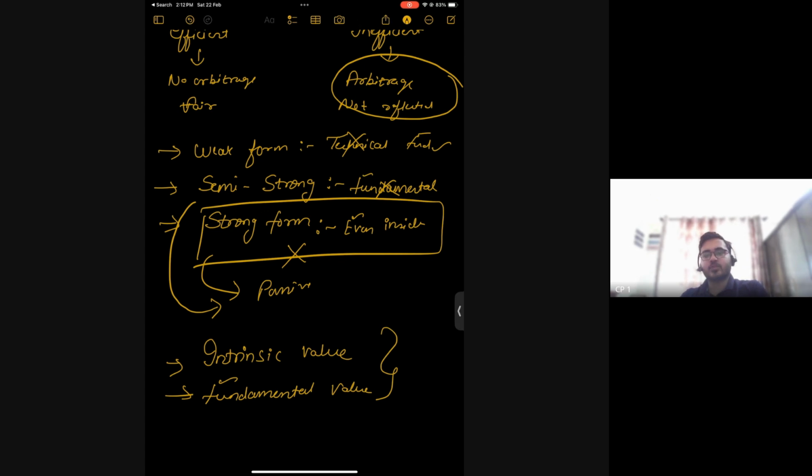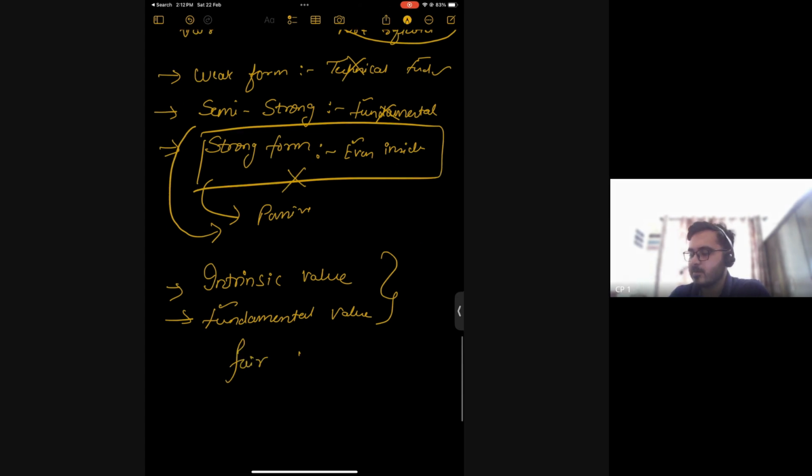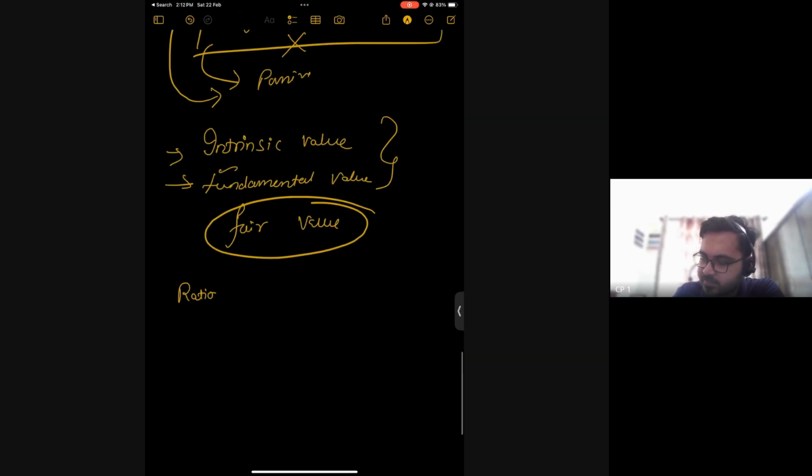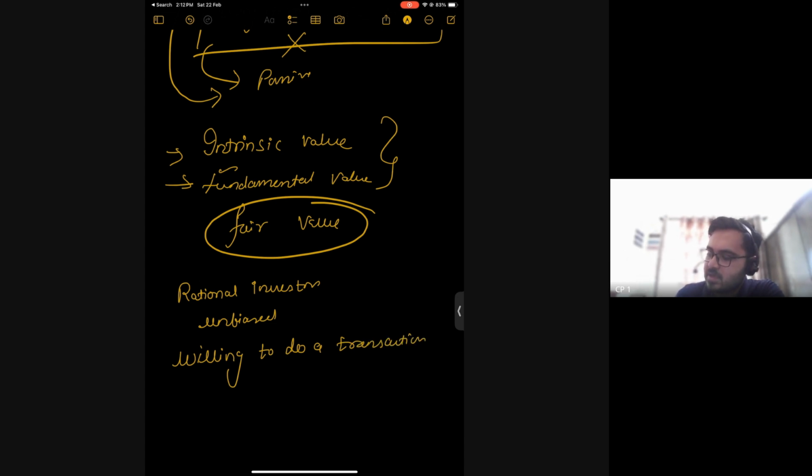Now the question arises that okay, they'll trade at their intrinsic value, they'll trade at the fundamental value, you can call it fair value, or you can give any number of fancy words to it, but the idea continues to remain the same, that it is the price at which rational investors who are unbiased would be willing to do a transaction at an arm's length basis.